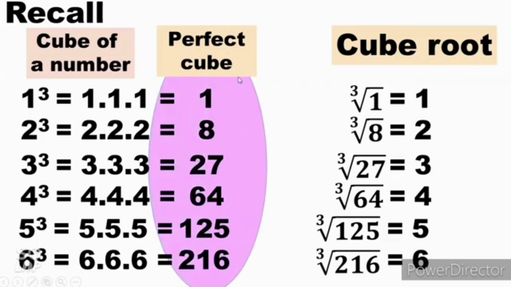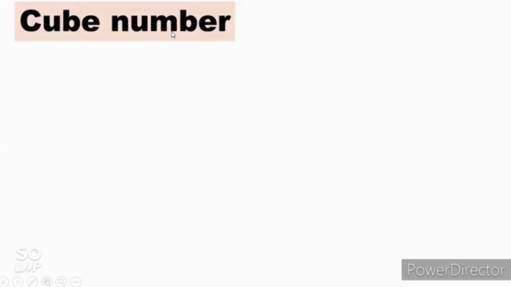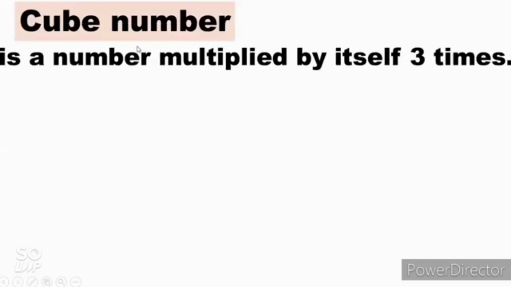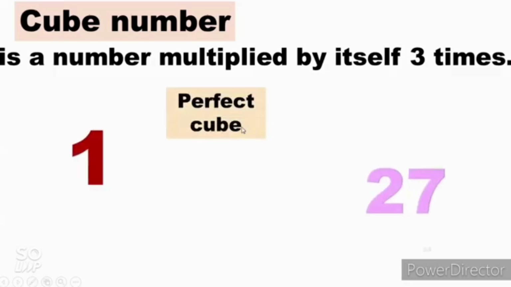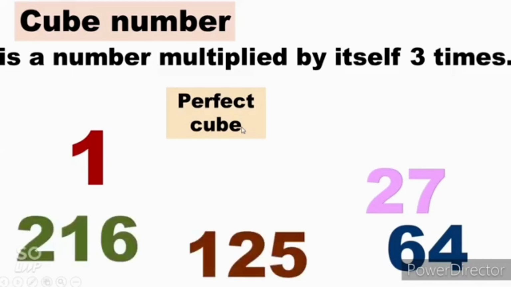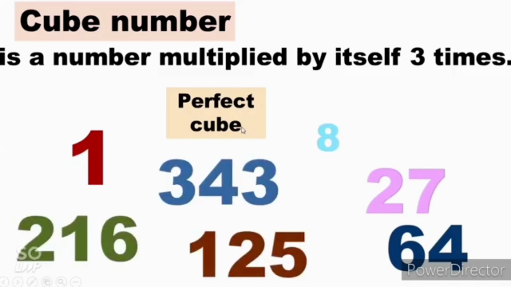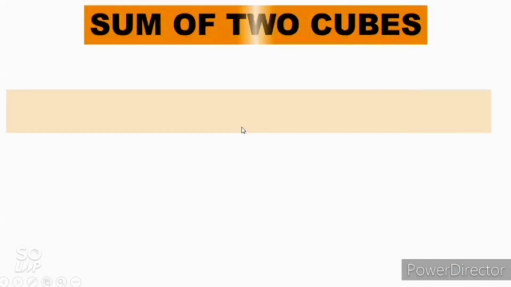So, we have 1, 8, 27, 64, 125, 216. Those are what we call perfect cube. At marami pang iba. So, cube number. Therefore, cube number is a number multiplied by itself 3 times. So, we have the what we call perfect cube. We have 1, 8, 27, 64, 125, 216, 343, and so on.